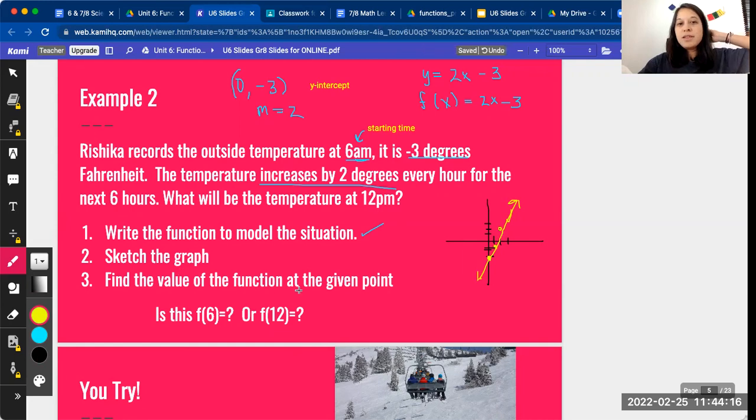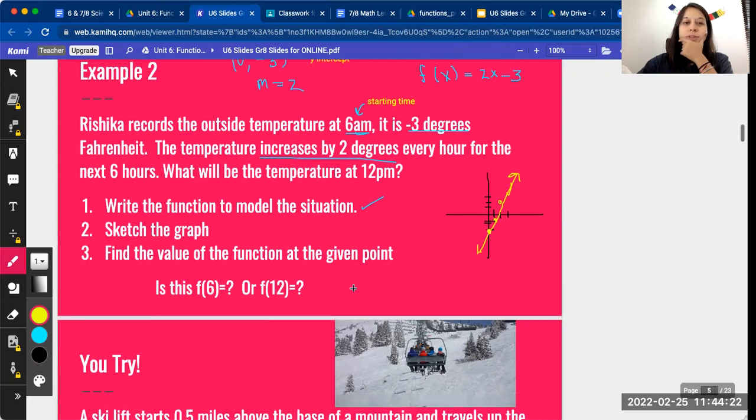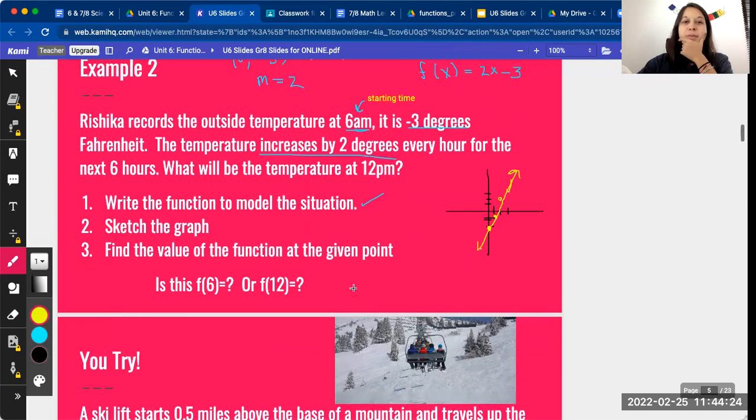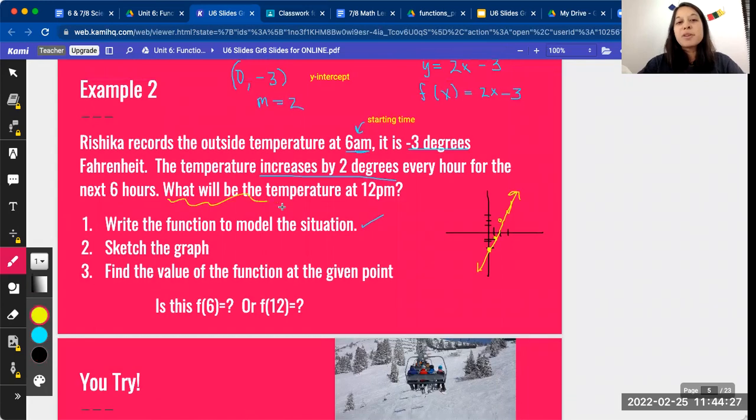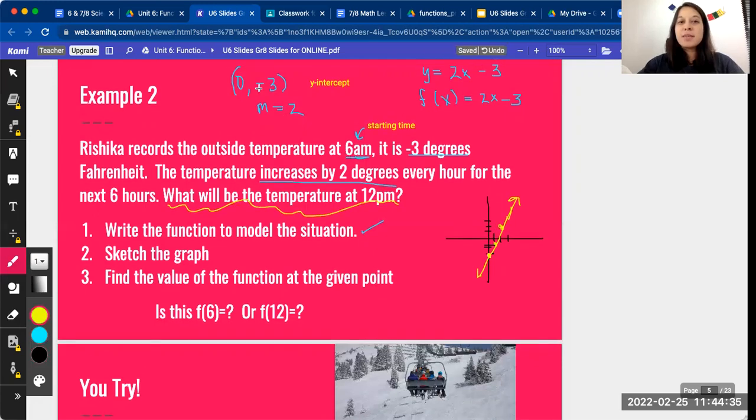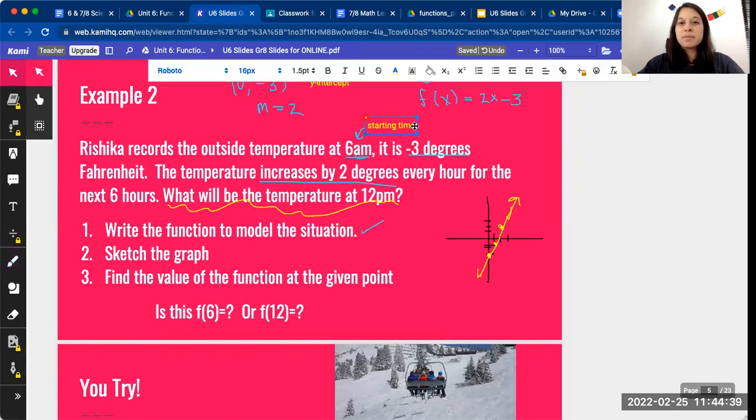So it says find the value of the function at the given point. Oh, I don't have that there. Oh, the given point. Sorry, this given point. What will the temperature be at 12 p.m.? That's the question. I was like, wait, where's the given point? Okay, so we need to find the temperature at 12 p.m. So if 6 a.m. is our 0 hour, right? This is our 0 hour, hour 0.